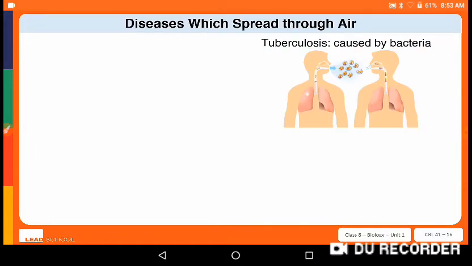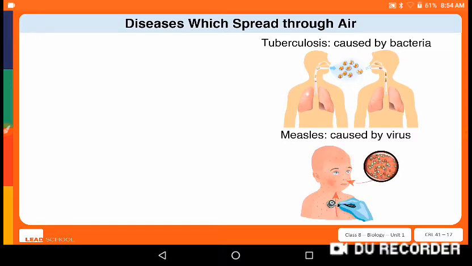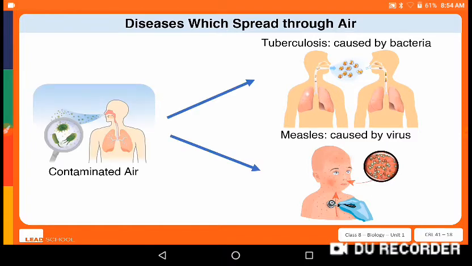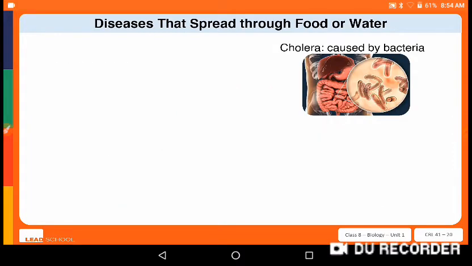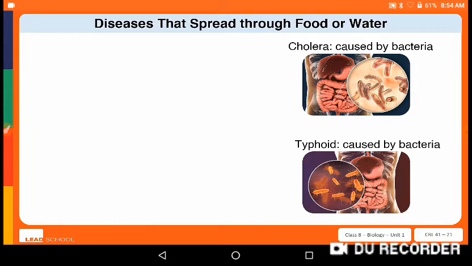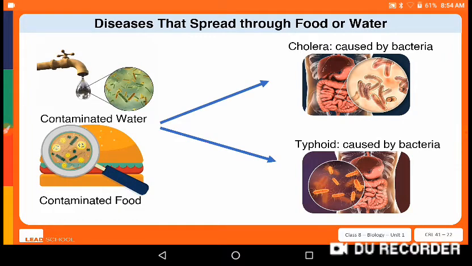Diseases such as tuberculosis, which is caused by bacteria, and measles, which is caused by virus, spread very easily through contaminated air. To prevent the spread of diseases that spread through air, the patient needs to be isolated from others. Diseases such as cholera and typhoid, which are caused by bacteria, can spread through contaminated water or food.